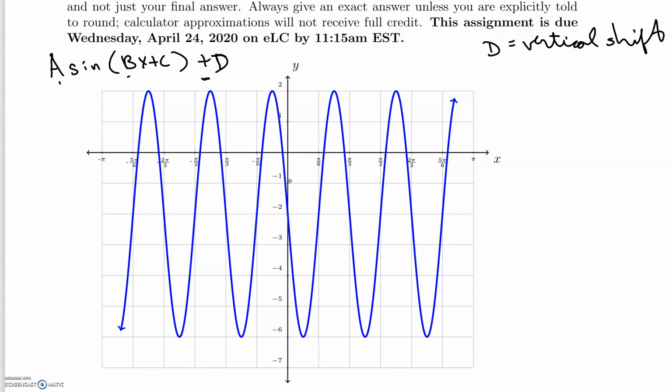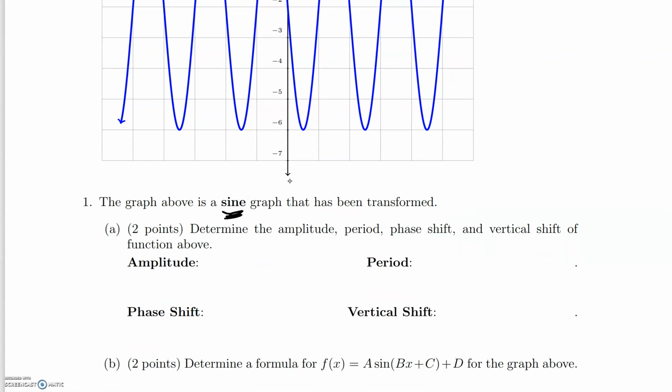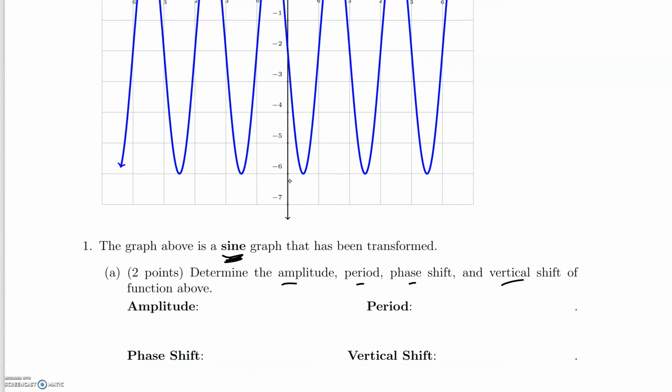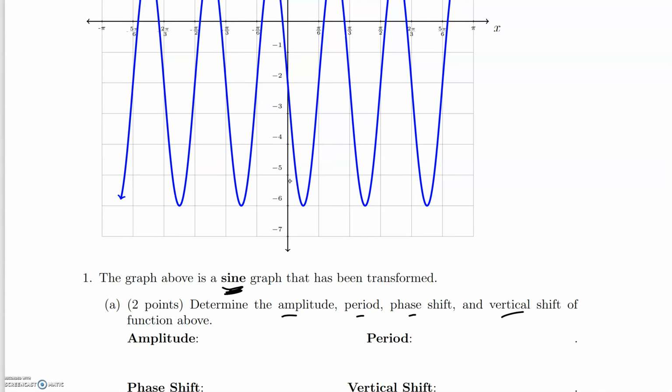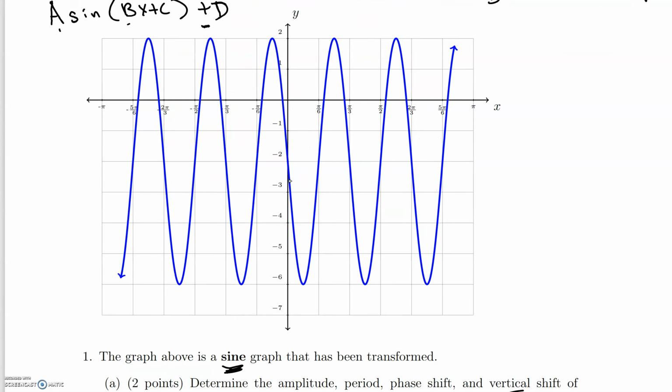All right. So how do we start? Well, as you see in the problems here, the first thing that the problem asks you is to find the amplitude, the period, the phase shift, and the vertical shift. So that's what we're going to do. It's kind of like working backwards. So we find these, and then we use that to find a, b, c, and d.